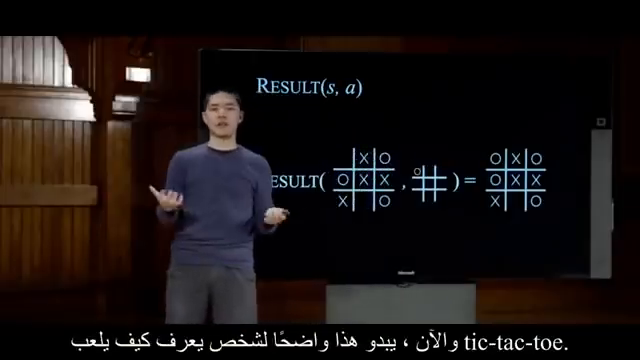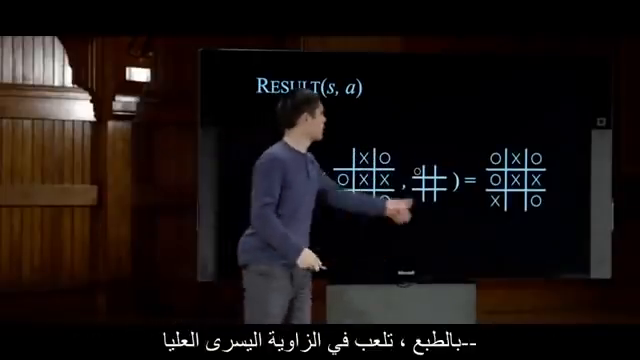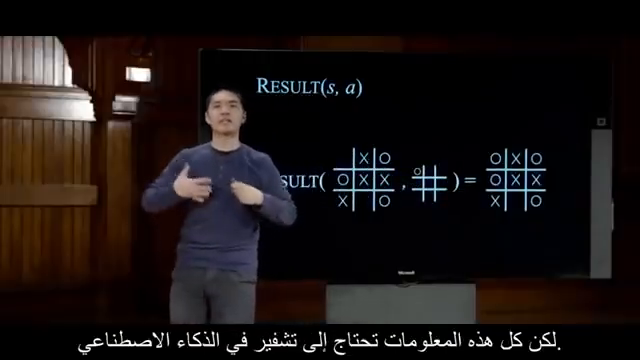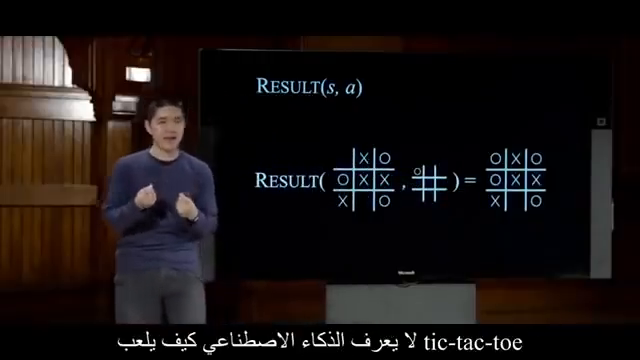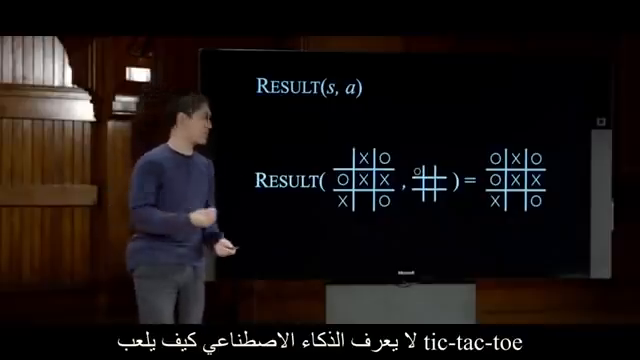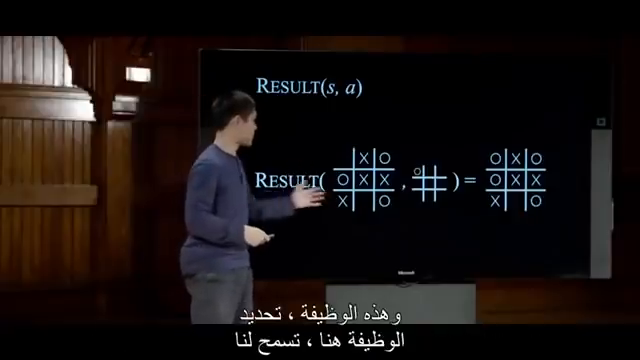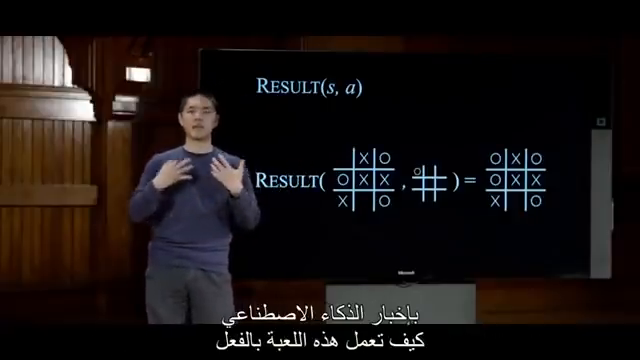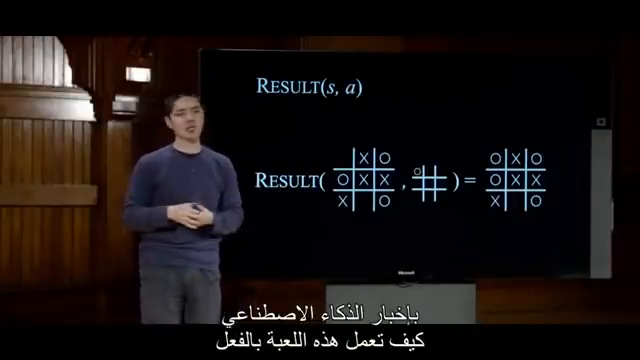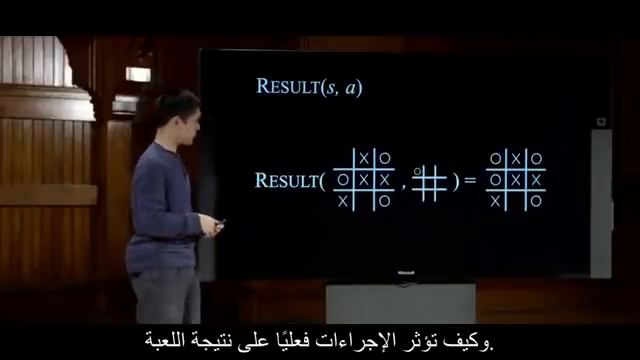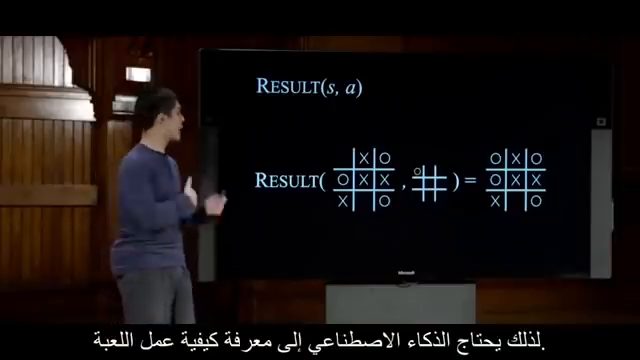And now this seems obvious to someone who knows how to play tic-tac-toe. Like, of course, you play in the upper left corner, that's the board you get. But all of this information needs to be encoded into the AI. The AI doesn't know how to play tic-tac-toe until you tell the AI how the rules of tic-tac-toe work. And defining this function here allows us to tell the AI how this game actually works and how actions actually affect the outcome of the game. So the AI needs to know how the game works.